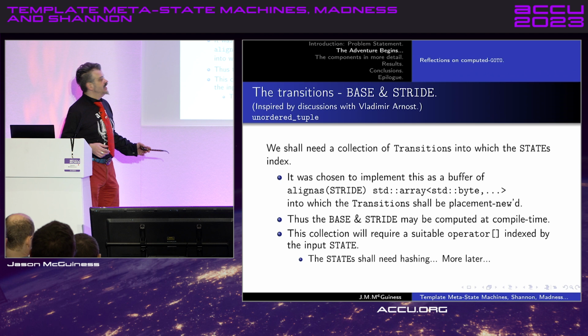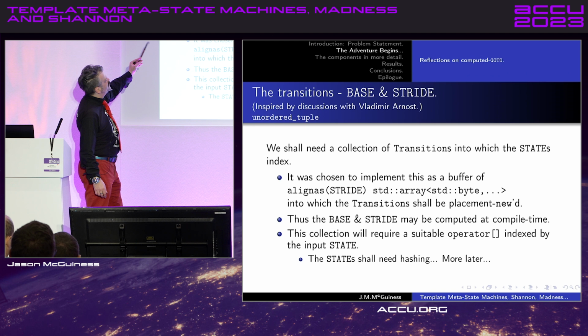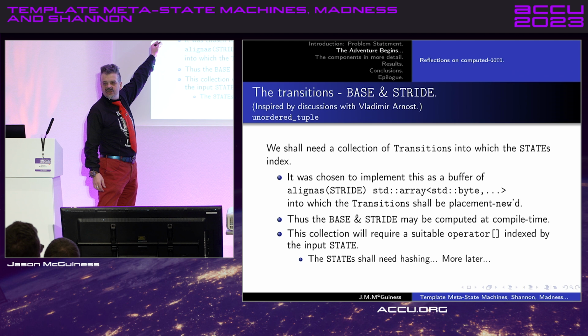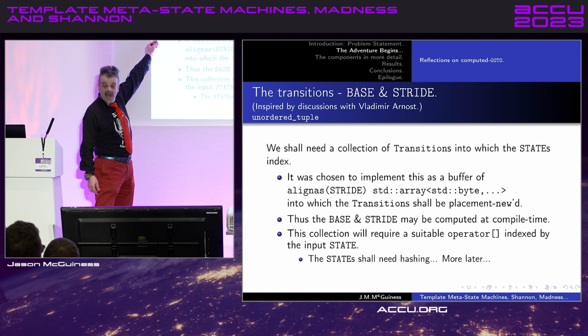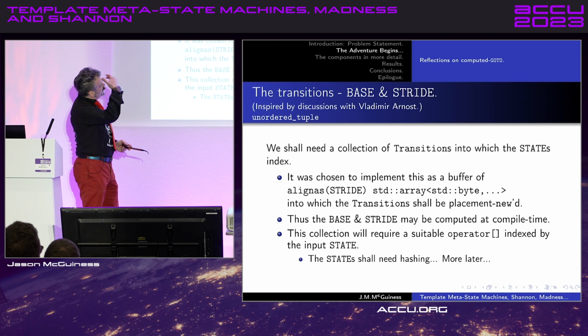So what we've got is this collection of transitions into which the states shall index. So what is this collection? I term it as unordered tuple. Naming is hard. Good naming is even harder. I claim these names are not good. It is up to others to decide. I was inspired by Vladimir Arnošt regarding an unordered tuple. It was quite a bit of a laugh, really.